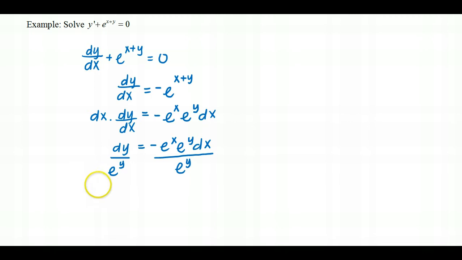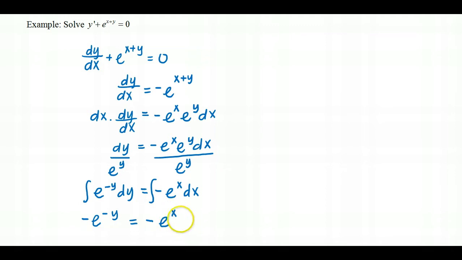So on the left, I end up with e to the negative y dy, and on the right, I have negative e to the x dx. And I'm integrating both sides at this point since I've separated the variables. So now on the left, the antiderivative is negative e to the negative y, and on the right, the antiderivative is just negative e to the x plus c.